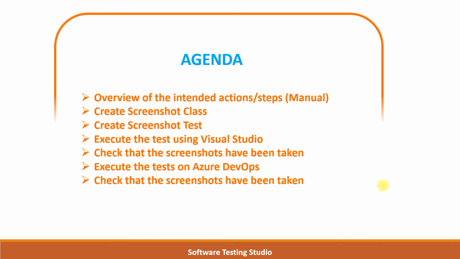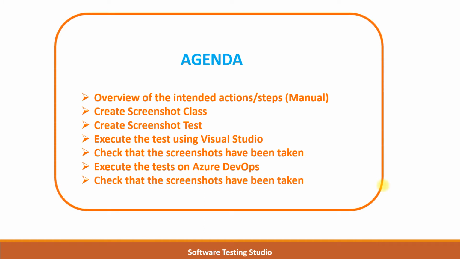Today's agenda is as follows. First we're going to show you the intended action and steps manually, what we're trying to achieve manually. We're going to create a screenshot class that performs the action of taking screenshots. We're going to create a screenshot test that calls that class. We're going to execute the tests using Visual Studio. We're going to make sure that the screenshots have been taken and saved in the intended directory.